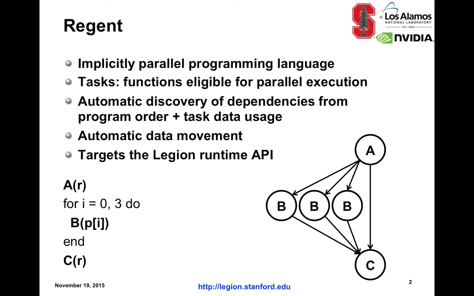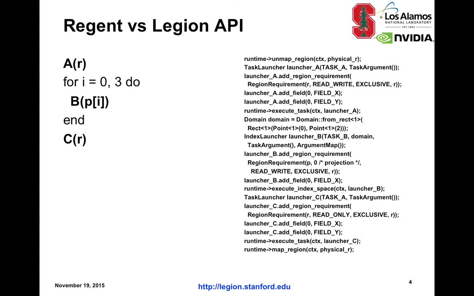Those of you who are familiar with our previous work may note that this list of features sounds similar to what Legion itself provides, so you might be wondering why we created a new language. Well, here's a comparison between code written in the Regent language and code written for the Legion C++ API. Obviously, the C++ code is longer, and there's probably a little bit of unnecessary boilerplate in that code as well.